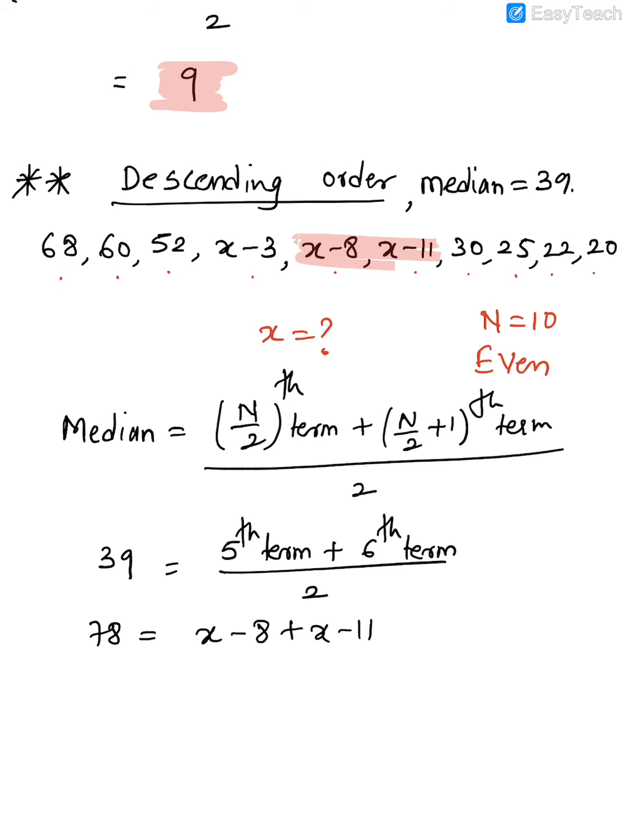So solve it. You will get 78 is equal to 2x minus 19. So 2x is equal to 78 plus 19, so 88 and 9, 97. And therefore x is equal to 48.5. That's your answer. Okay, so x is equal to 48.5. Done.